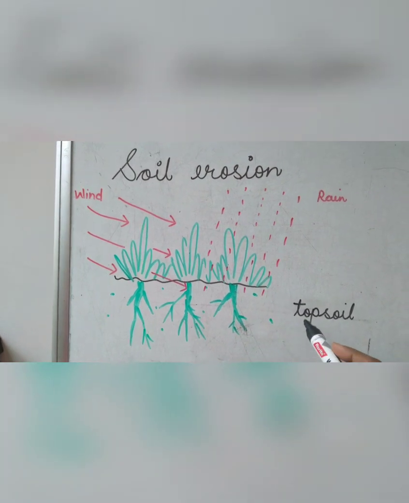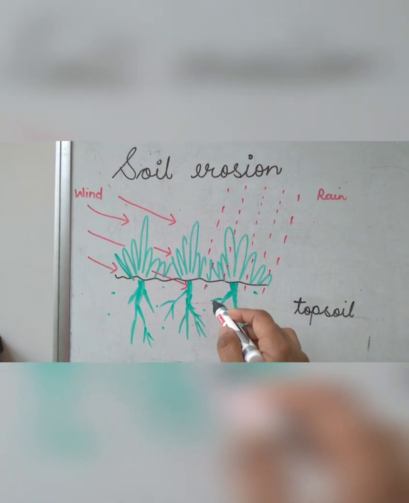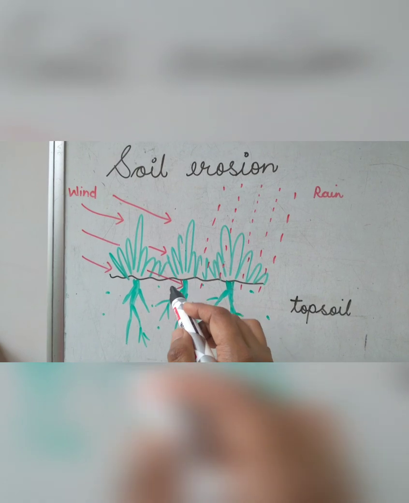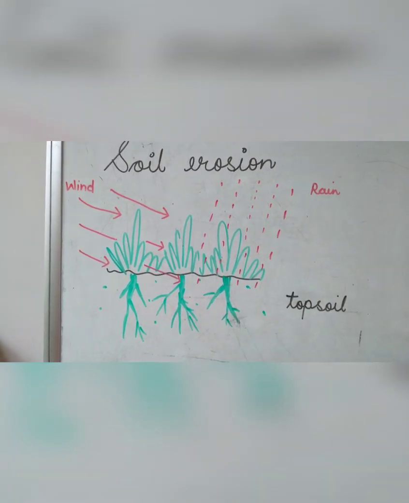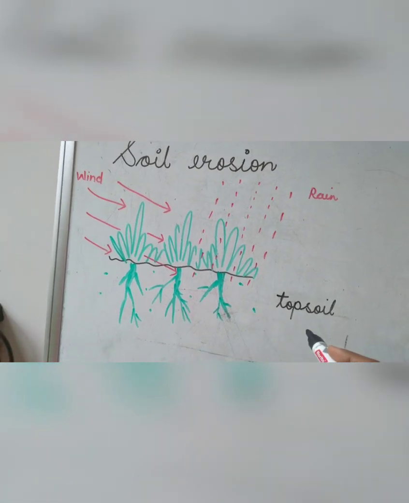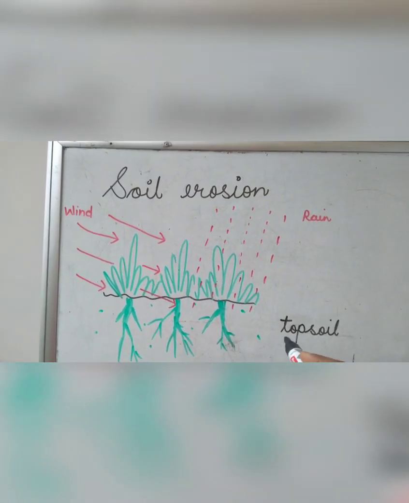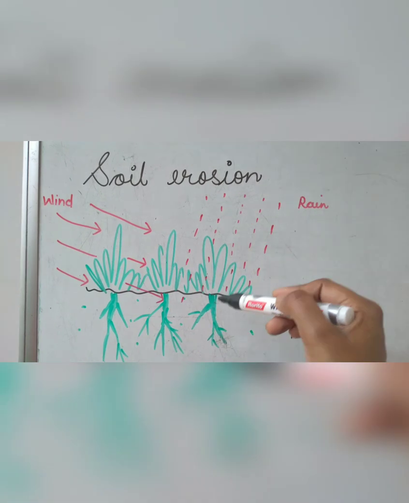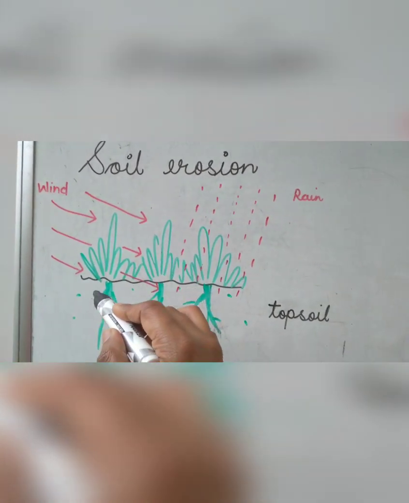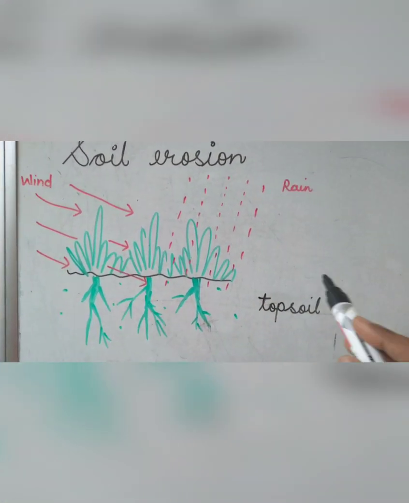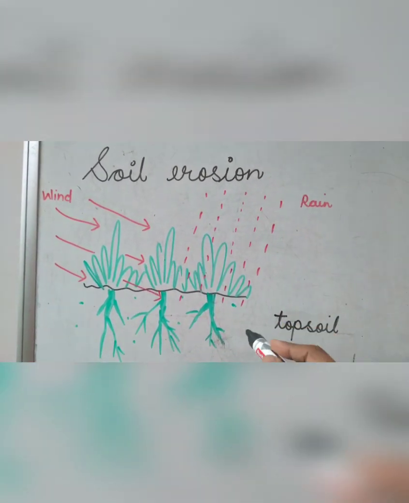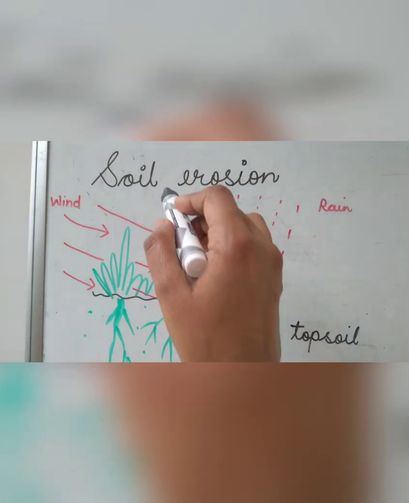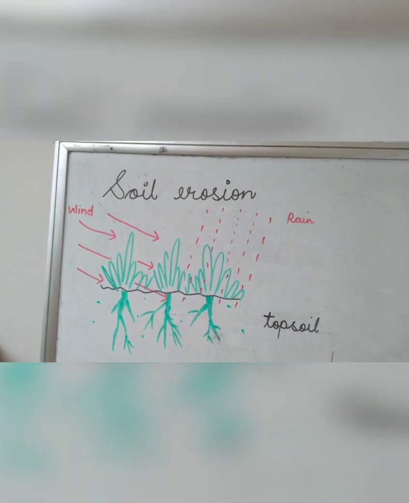Okay, we talked about topsoil, right? This topsoil contains water, air, and soil. And this soil is used to plant trees. So topsoil is very important. But sometimes, due to the action of rain and wind, this topsoil gets removed. So that removal of topsoil due to the action of rain and wind is called soil erosion.